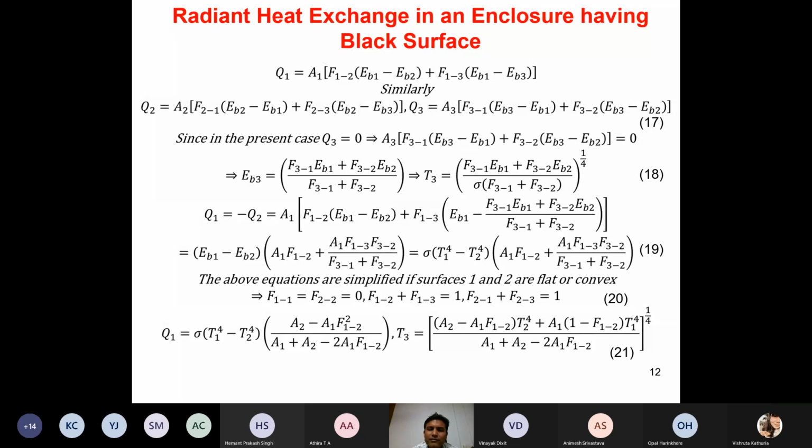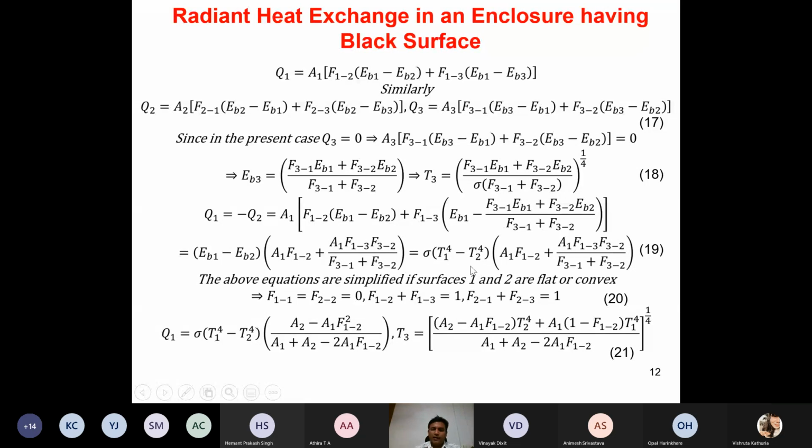Is it clear to everyone? This is just the rearrangement of the equation. Okay, is it clear this part? Yes, sir. Now in this case EB1, EB2 again we can represent in terms of the temperature, isn't it? So EB1 can be given as sigma into T1 raised to the power 4, and similarly EB2 is given as sigma into T2 raised to the power 4, isn't it?